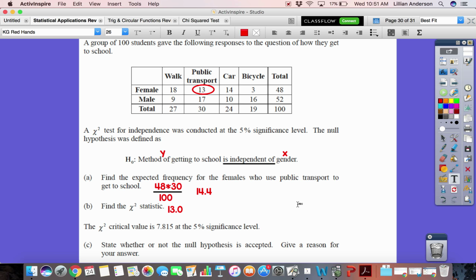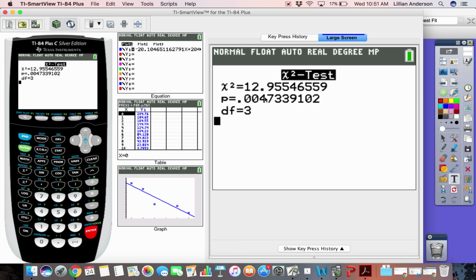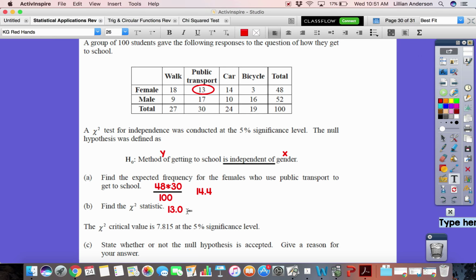So now it says the chi-squared critical value is 7.815 at a 5% significance level. This is what I was talking about in step 4. They give you the critical value, you can compare it to your chi-squared test statistic. Or you can take your significance level and compare it to the p-value that's here on your calculator as well. So, state whether the null hypothesis is accepted or rejected.